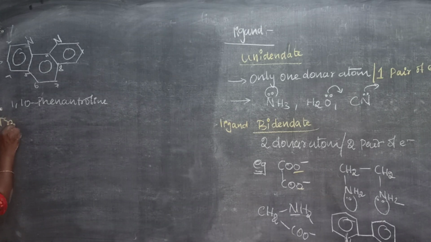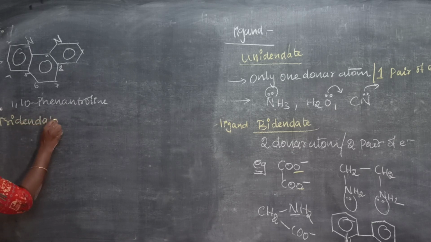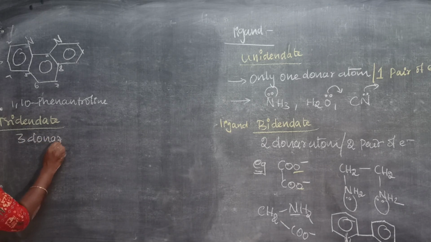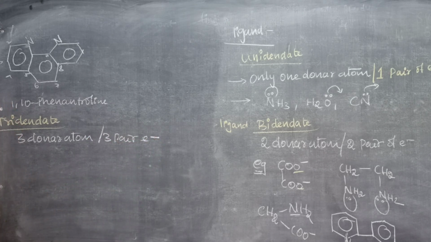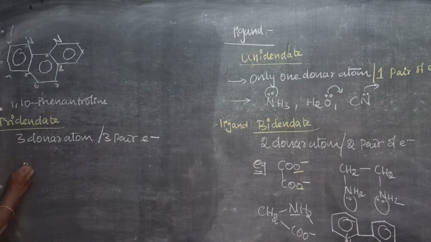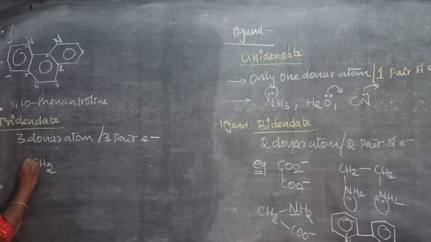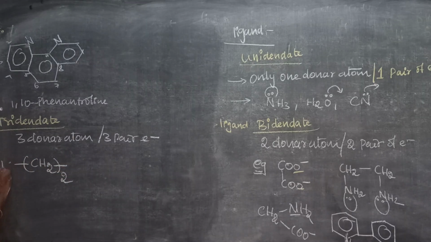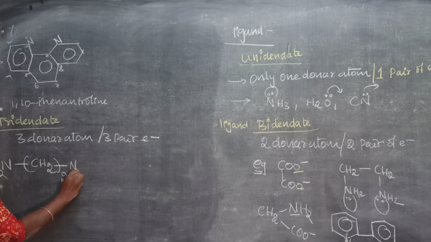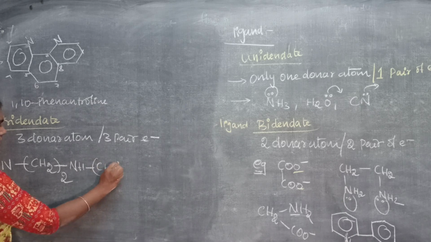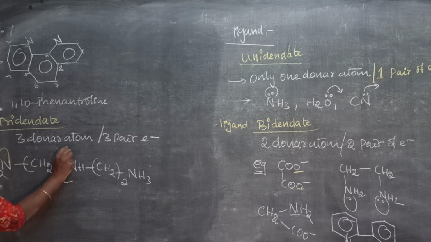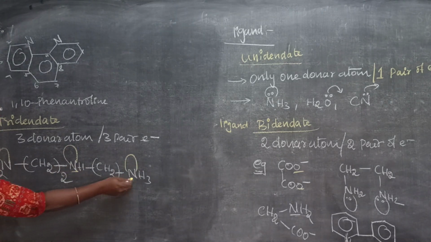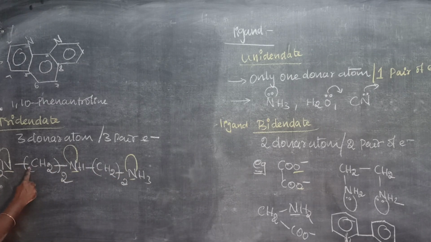Next is the tridentate ligand. How many donor atoms? Three donor atoms. So it contains three donor atoms present in the ligand, and three pairs of electrons are donated by the ligand. Example: look here, ethylene, NH2, then NH, then CH2 twice, and NH2. Here one donor atom, here one donor, here one donor. So three donor atoms are present.